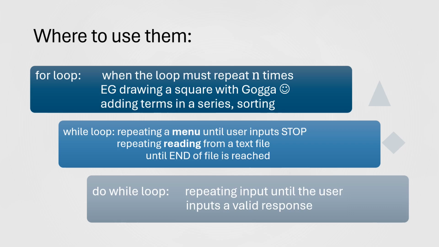A while loop would be used for repeating a menu until a user inputs stop, or for repeating in reading from a text file until the end of a file is used. A do while loop is used often for repeating input until the user inputs a valid response. Of course, this list is not every instance that you'd use these three loops for, but it's places where you often use them.